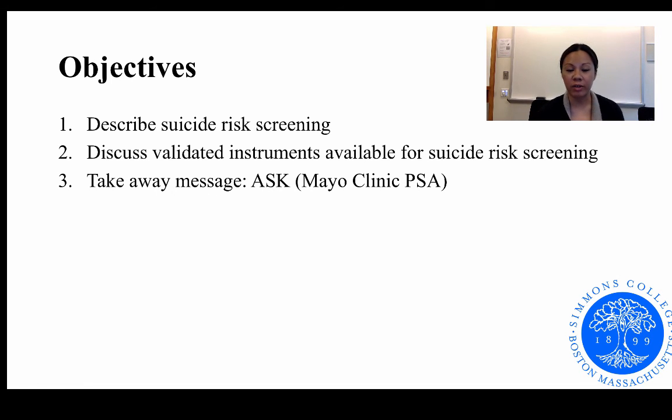All right, so in summary, we've basically done 3 things in this module. Number 1, I talked about suicide risk screening. Number 2, I introduced and discussed validated instruments, which included the ASQ Suicide Screening Questionnaire, the Suicidal Ideation Questionnaire, as well as the Columbia Suicide Severity Rating Scale. And then we looked at the Mayo Clinic PSA to really encourage everybody to ask suicide screening questions.